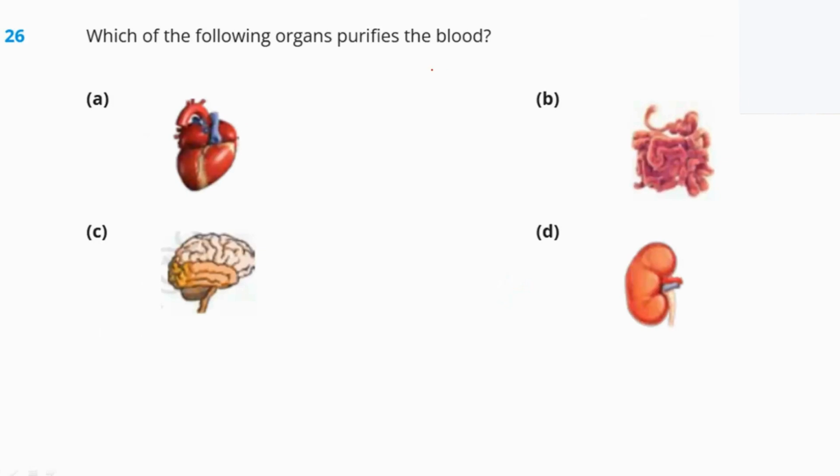Next, which of the following organs purifies the blood? Purifies means cleans the blood, removes the waste. So is it heart? No. Is it intestines? No. Is it brain? Definitely not. Is it kidney? The fourth one is kidney. Yes, of course it is. So option number D is our right answer. Kidney purifies the blood and removes all the waste.